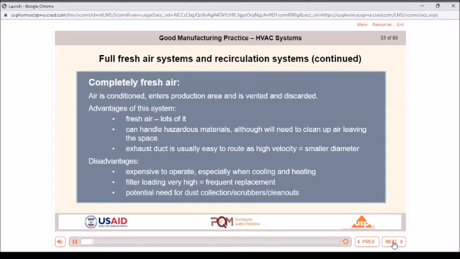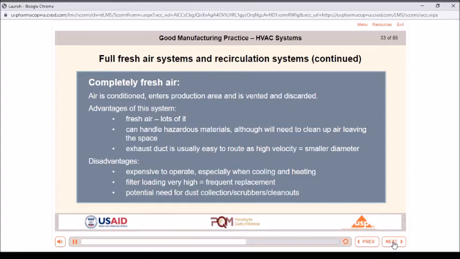Full fresh air systems and recirculation systems continued. Completely fresh air. Air is conditioned, enters the production area, and is vented and discarded. Advantages of this system: fresh air, lots of it. Can handle hazardous materials, although will need to clean up air leaving the space. Exhaust duct is usually easy to route as high velocity equals smaller diameter.